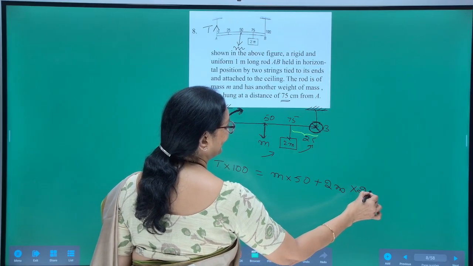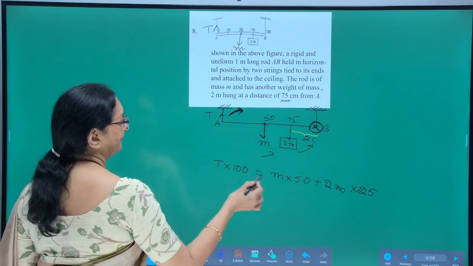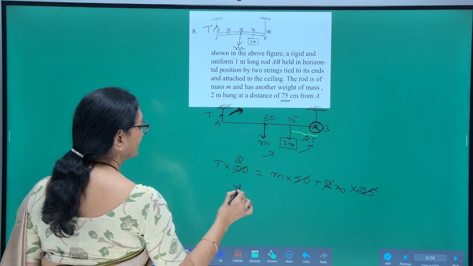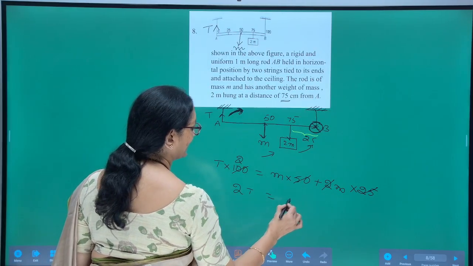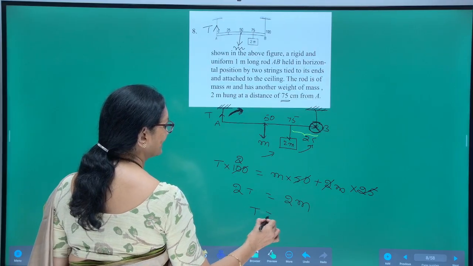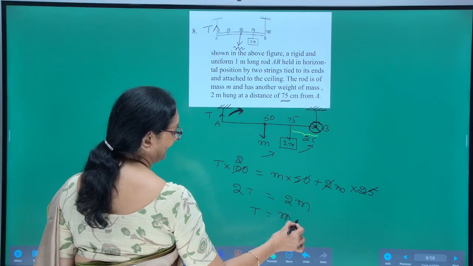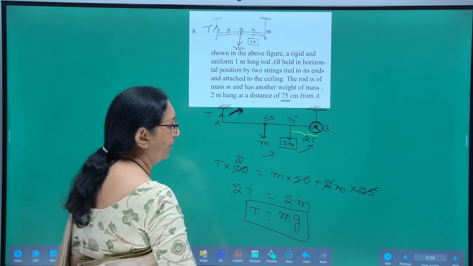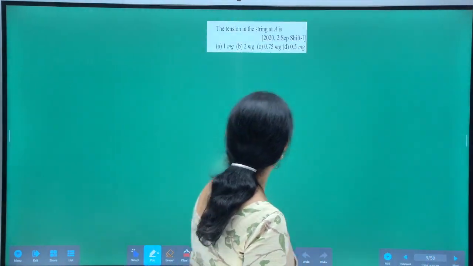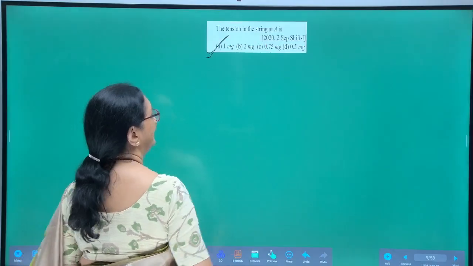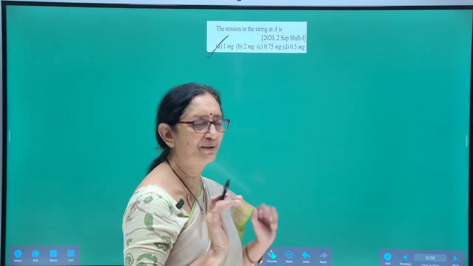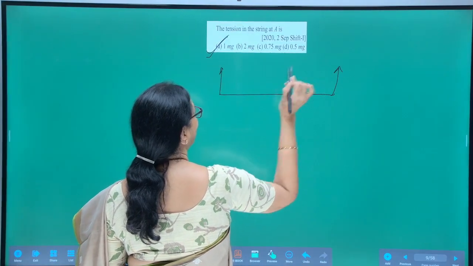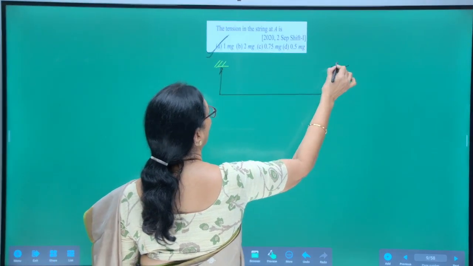That is the thing. Okay, you can cancel 50 throughout. 2 25s are 50, 50, this is 2. So 2T is equal to m plus m, 2m, or T is equal to m gram weight, or mg Newton, or mg dyne. So this is the correct option for that problem. Okay, I am just repeating that question. Here a uniform rod is suspended at its ends from two rigid points.